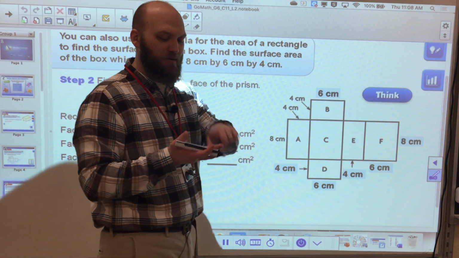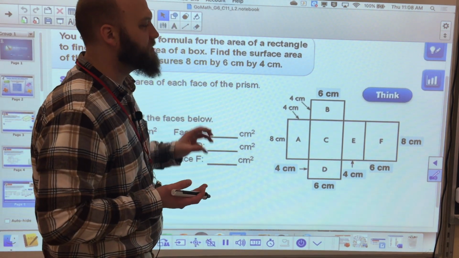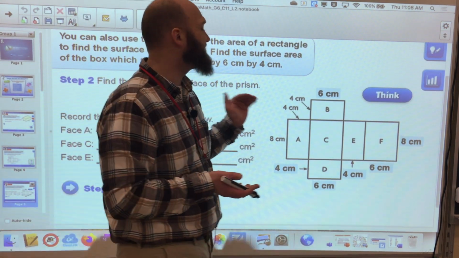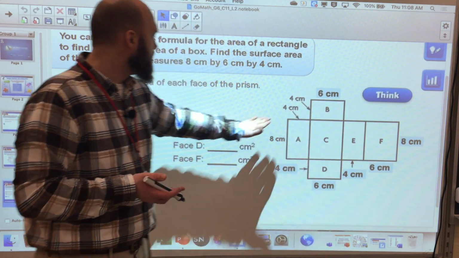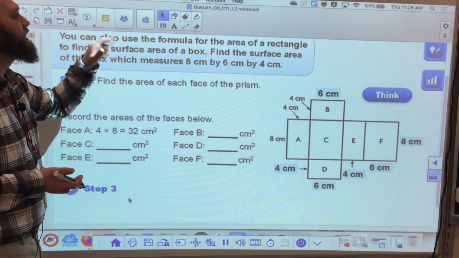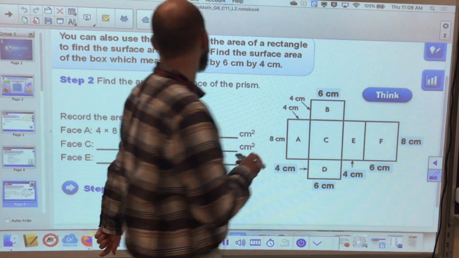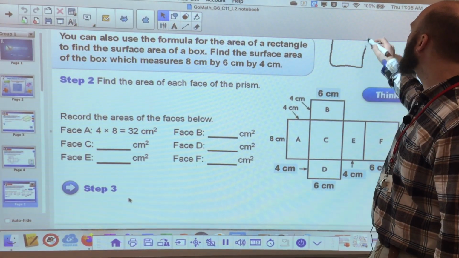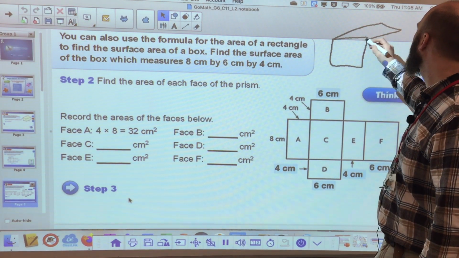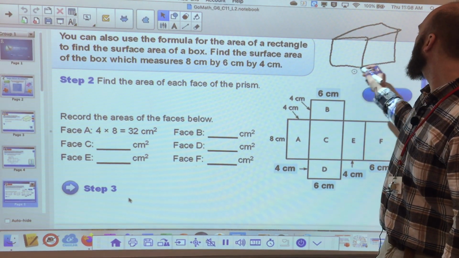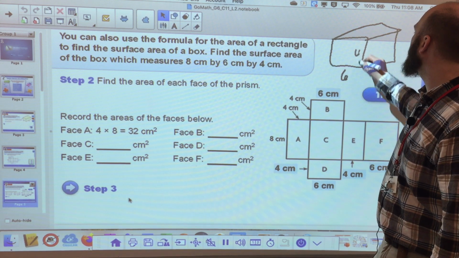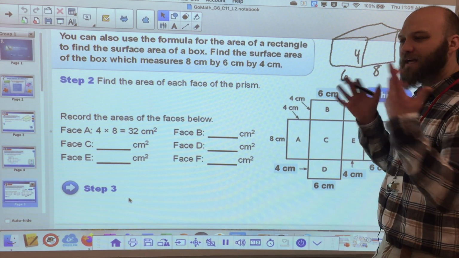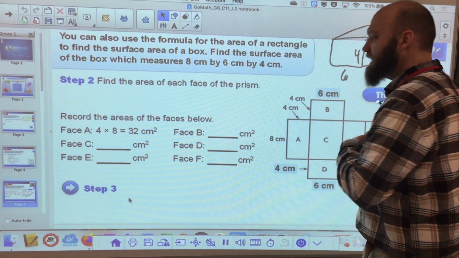Label the net A, B, C, D, E, F, whatever it would be, right? Now you have all your shapes. You know exactly what you're solving for. Put all of the dimensions down. And if I were looking at the surface area of the box, which measures 8 by 6 by 4, I make a box that goes 8 by 6 by 4.